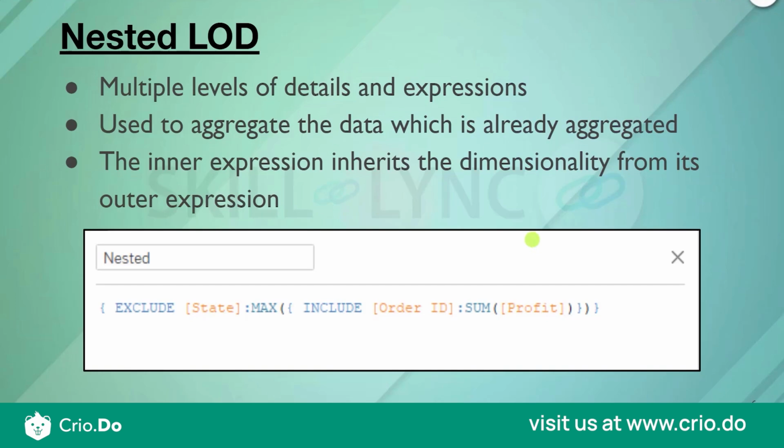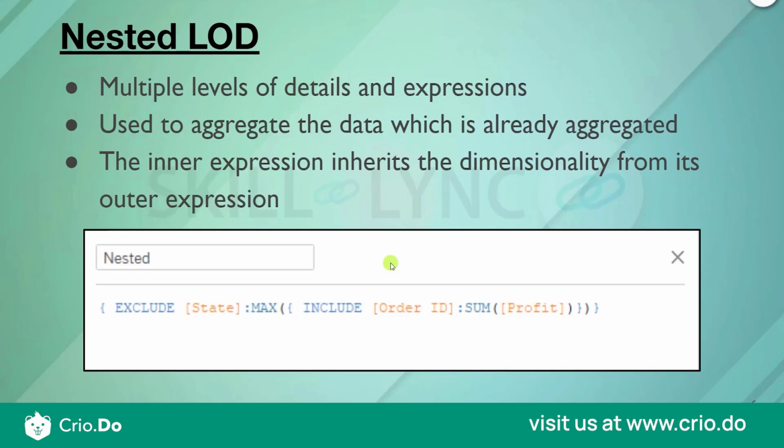So the inner expression, for this example, whatever you're seeing here, says include order ID, sum of profit. So the inner expression is include order ID here. We are already using an LOD inside the profit. We are also using exclude state. That is one more LOD we are using inside the calculation, so this is the outer expression. In this scenario, the inner order ID and sum of profit will inherit the dimensionality from the outer expression. That means it excludes the state again and gives the max of the value. So this is a nested LOD expression.